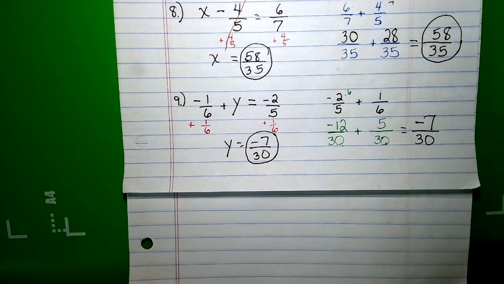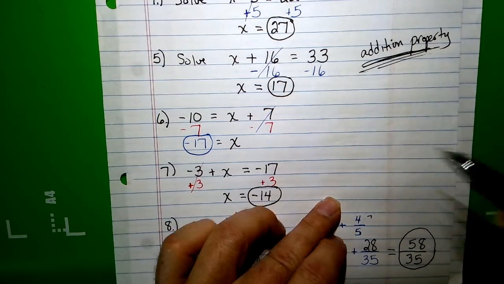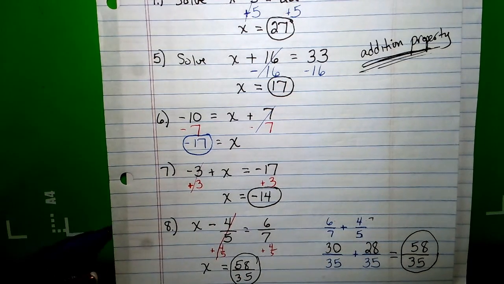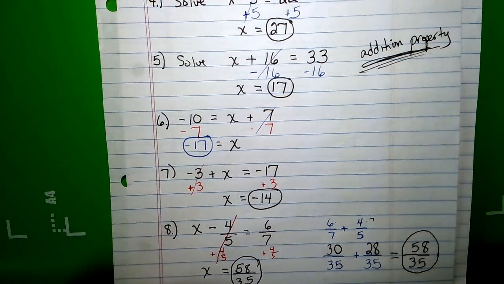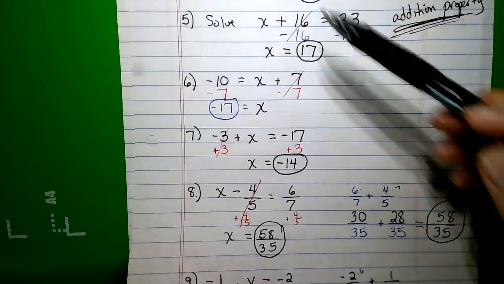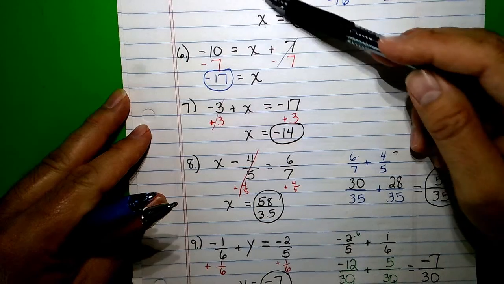This is called the addition property. You can add or subtract any number you want to both sides of an equation. Now, also, the goal is to isolate the x. Now let's look at this problem.